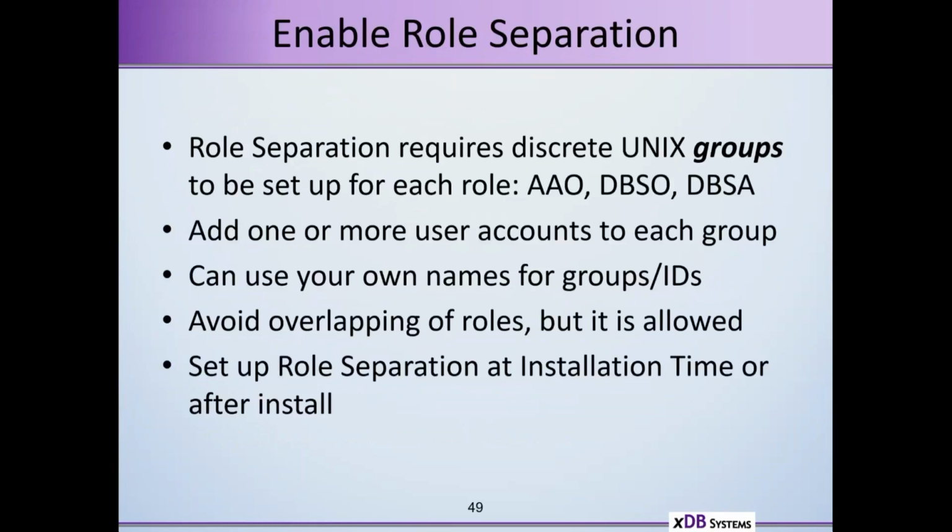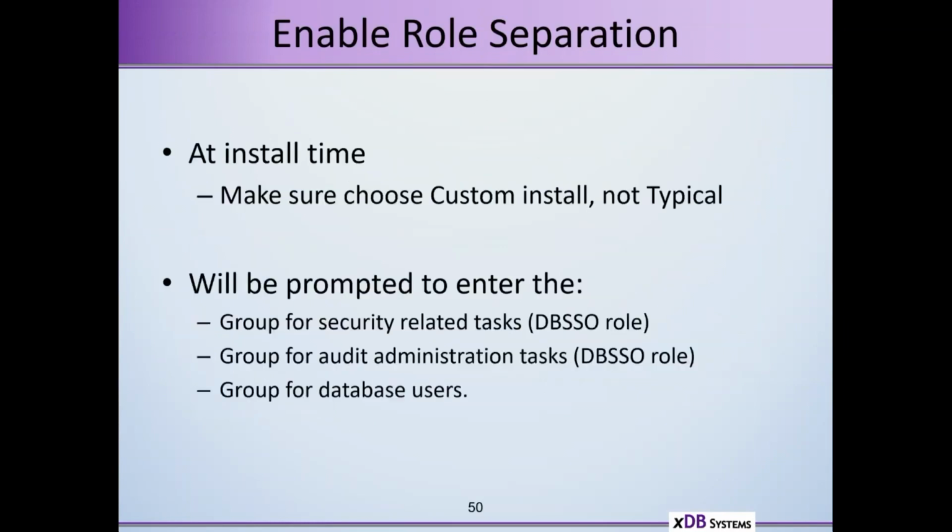If you're going to use role separation, you need to create additional Unix groups, not user IDs so much as groups. And then for each of the users you want in each of those groups for AAO, DBSSO, and DBSA, you add them to the group in Unix. You can set up role separation when you first initialize Informix or when you install it. And if you choose the custom install, not the normal typical install, you'll be prompted for the names of the groups for the DBSSO and so on. Oh, that should be AAO.